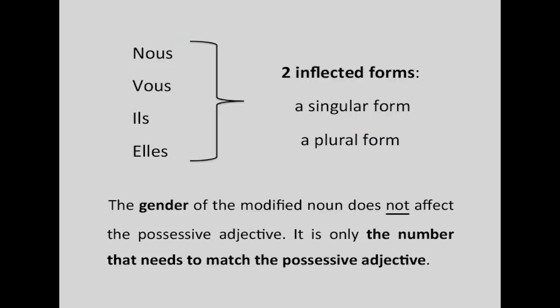Now let us examine the next 4 personal pronouns: nous, vous, ils, and elles. Unlike the previous set of possessive adjectives, the possessive adjectives that correspond to nous, vous, ils, and elles have only 2 inflected forms, a singular form and a plural form. The gender of the modified noun does not affect the possessive adjective. It is only the number that needs to match the possessive adjective.